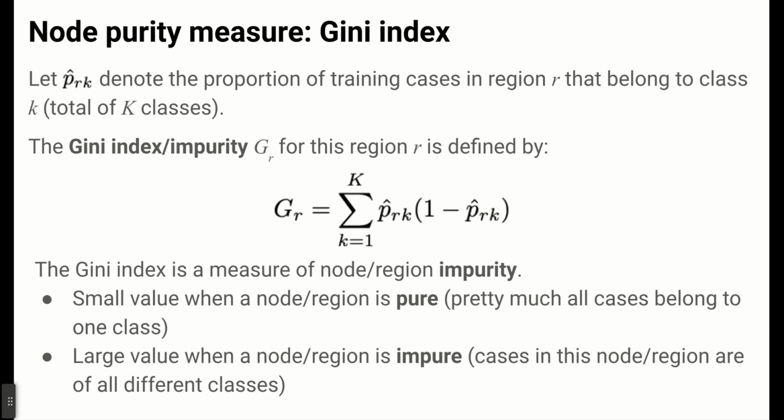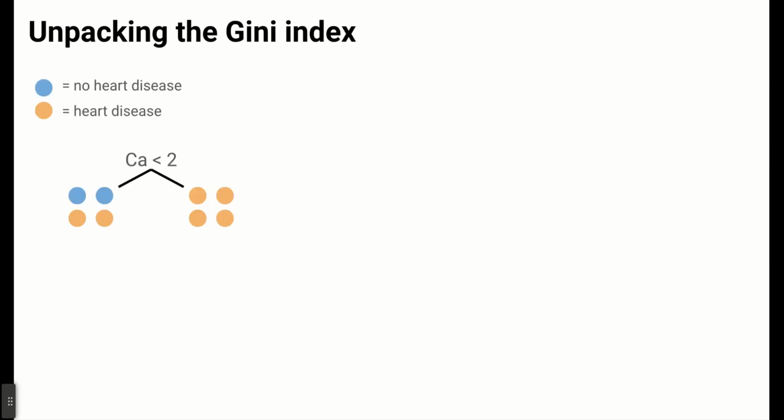The key idea is that we can interpret the Gini Index as a measure of node impurity. It takes a small value when a region is pure, and a region is pure when almost all cases in that region belong to one class. And the Gini Index takes a large value when a region is impure, when a region has many cases of different classes. Let's look at numerical examples to understand the Gini Index.